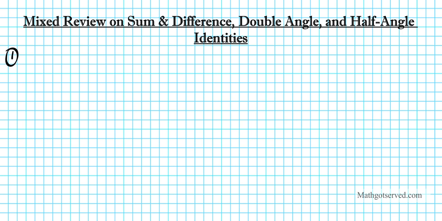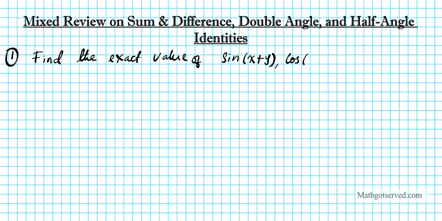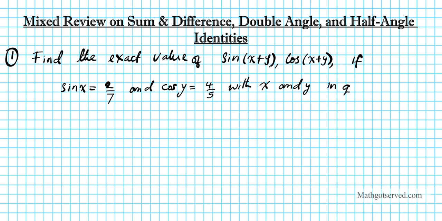For number one, we're here to find the exact value of sine x plus y, cosine x plus y, if sine x equals 2 over 7 and cosine y equals 4 over 5, with x and y in quadrant 1.